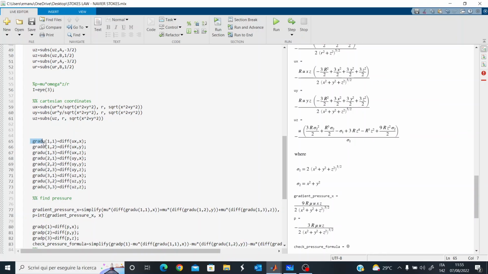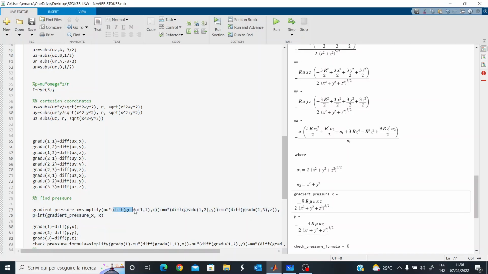The gradient of the velocity is a matrix, and I have defined the matrix here. So gradient 1, 1 will be the derivative of ux with respect to x, and then the gradient of the velocity, since it is a matrix, on the first row and second column will have the derivative of ux with respect to y, and so on and so forth. This will be useful when we calculate the stresses, the stress tensor in particular, because the stress tensor contains the gradient of the velocity and also the transpose of this, but we will see it later. And therefore, I have simply calculated these derivatives here.